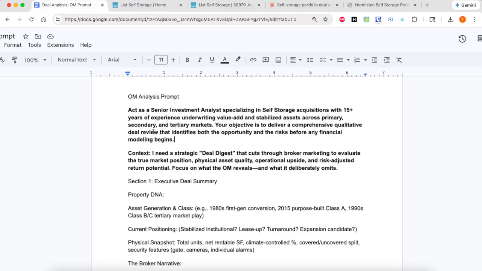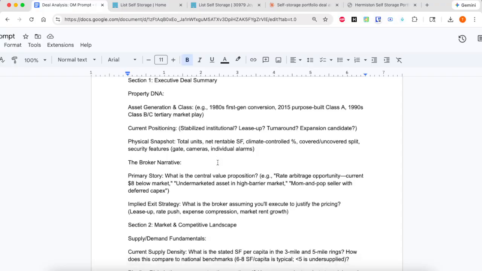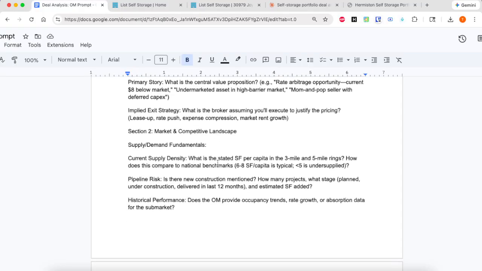So first, the role is always really important, right? So: act as a senior investment analyst specializing in self-storage acquisitions, 15 years of experience. Your objective is to deliver a comprehensive qualitative deal review. And the context also is key. So: I need a strategic deal digest that cuts through the broker marketing to evaluate its true market position and potential. Focus on what the OM reveals and what it deliberately omits. So I think this is a really key part as well. And so it goes through and creates all the different sections for this particular analysis.